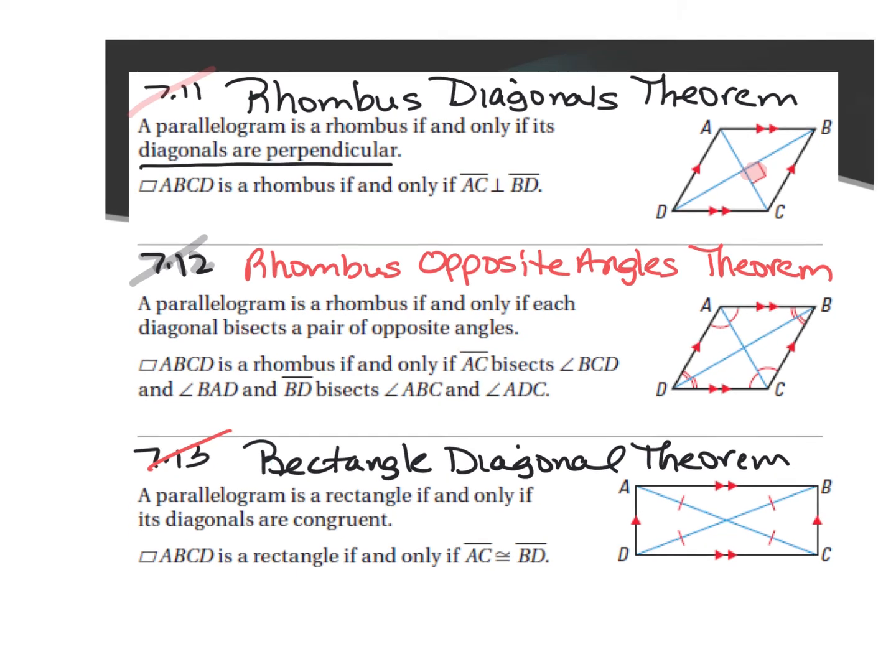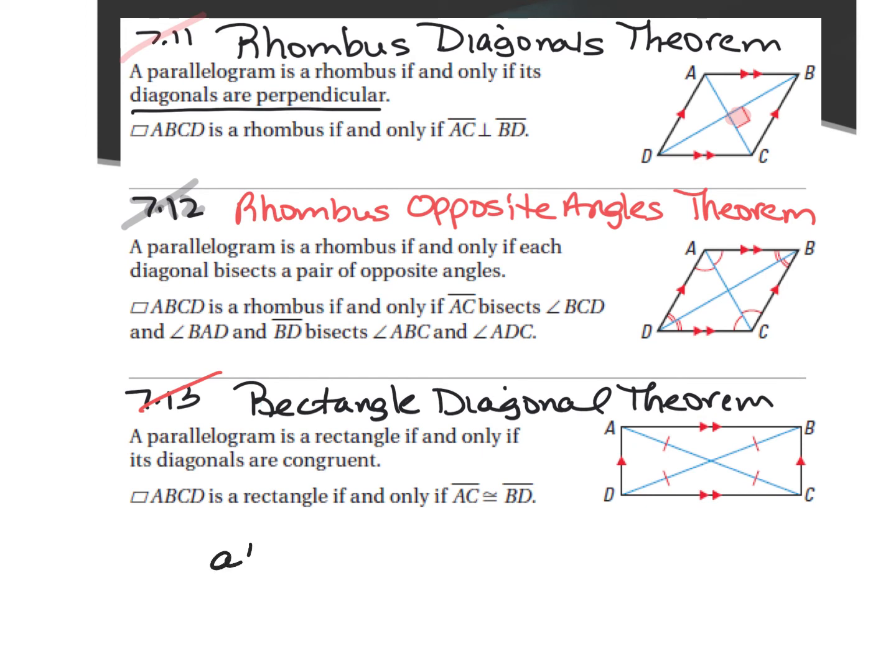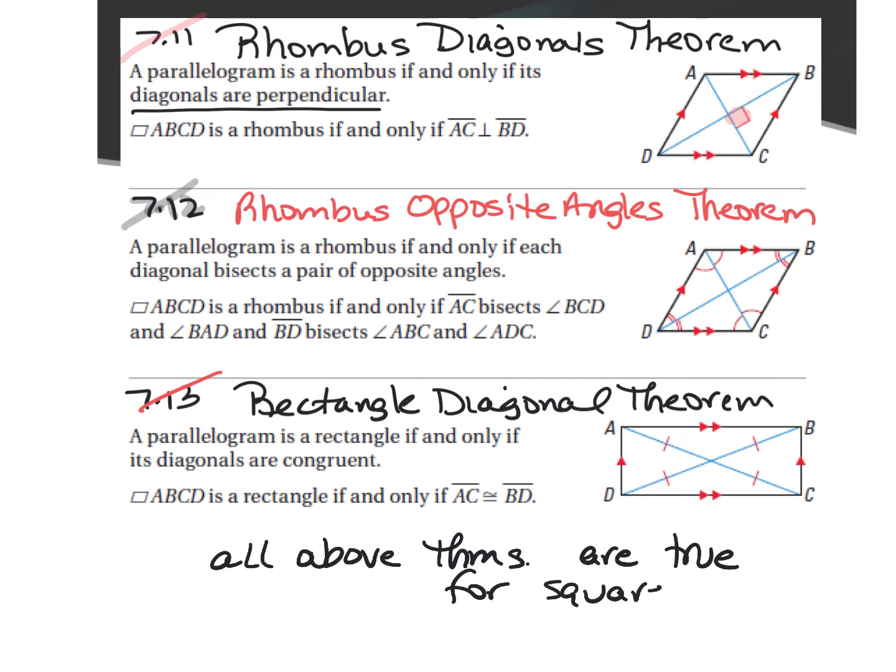Now remember, all of the above theorems are also true for squares. So all of these also apply to a square. Now we're going to do some examples using all of this new information. We're going to do examples for a rhombus.